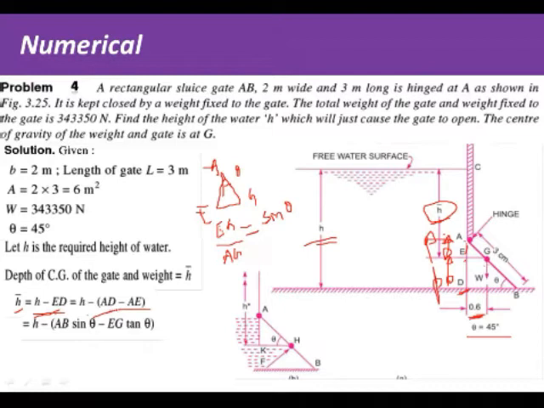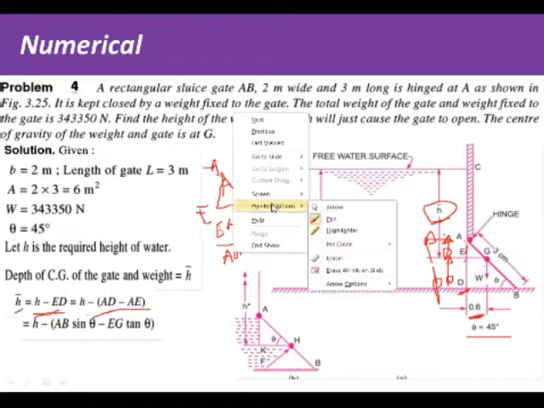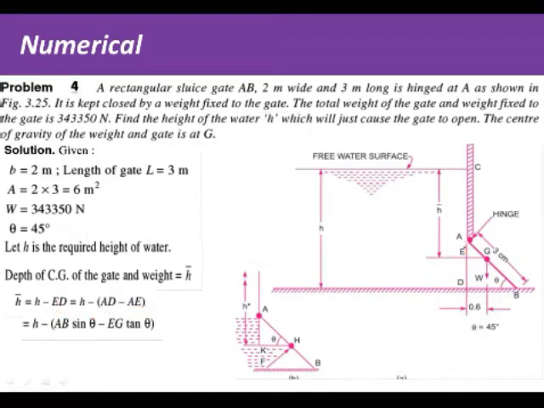Sorry, AD. We will take this bigger triangle A, D, B. So this length is 3 meter and this angle is theta. So sine theta. Theta is this angle.